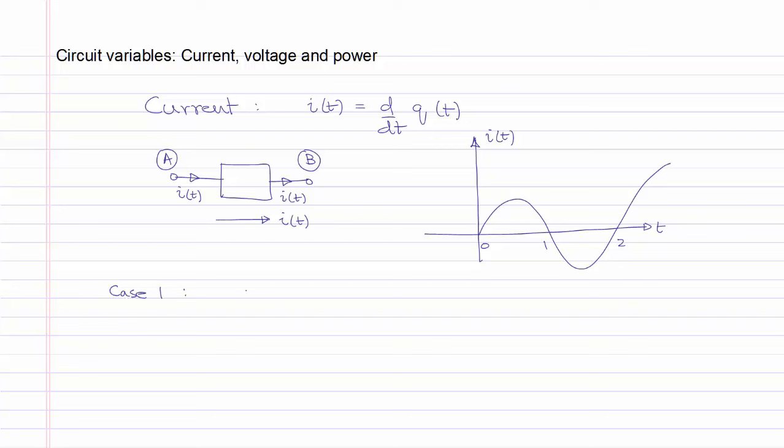Case 1, which is the time interval from 0 to 1 second, where I of t is positive or greater than 0. What this means is that positive charged particles are actually moving in the same direction as the arrow, or equivalently, negative charged particles are moving opposite to the direction of the arrow.